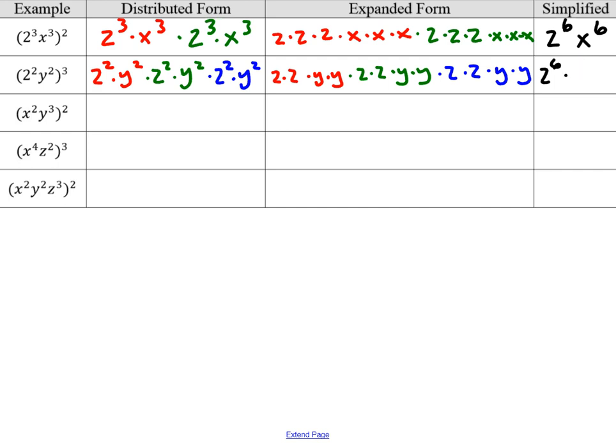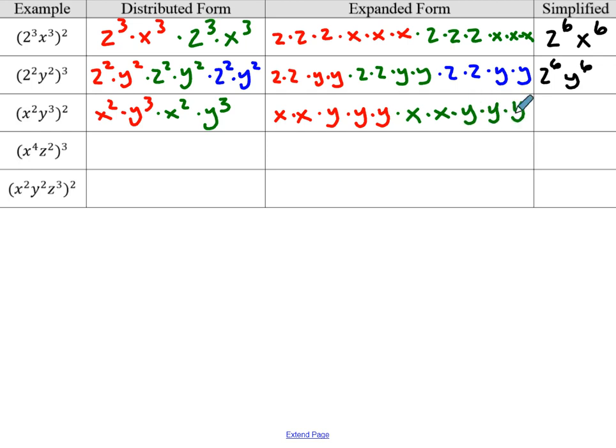Let's go ahead. Our next one, we have x squared times y cubed. We have that twice, so it's going to be x squared times y cubed. We have x squared times y cubed. So we have x times x, y times y times y, x times x, y times y times y. We have 4 x's, so it's going to be x to the 4th. We have 6 y's, so it's going to be y to the 6th.